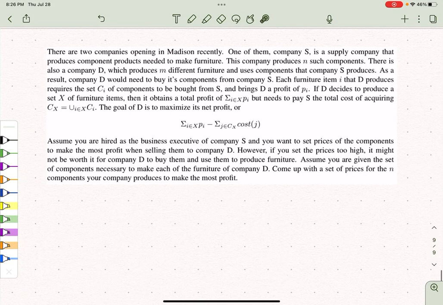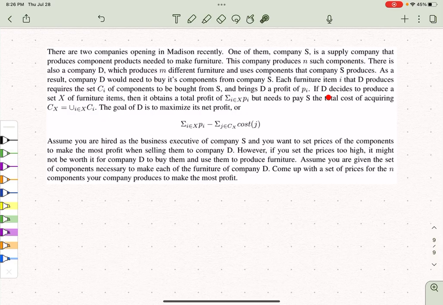So now we're going to look at another application of max flow. In this situation, we have two companies, company S, who supplies goods to furniture stores, and company D, which is a furniture store that wants to build furniture. In particular, company D needs to use supplies from S to build its furniture. So in general, we have a bunch of furniture items, I, that D produces, that requires some set of components to be bought from S, and such a furniture item I will bring company D profit DI.